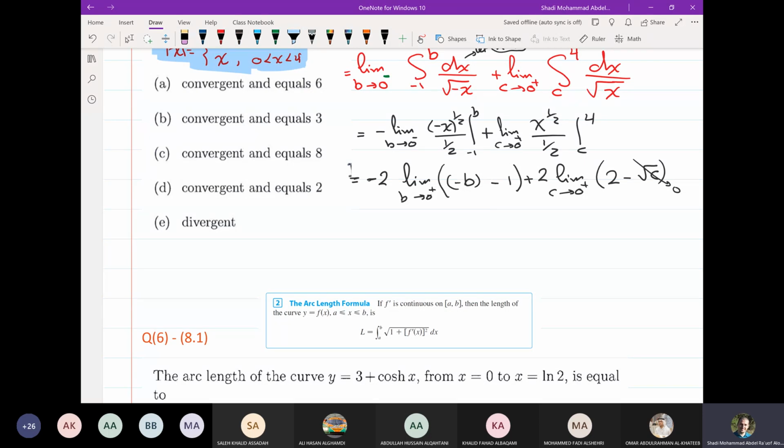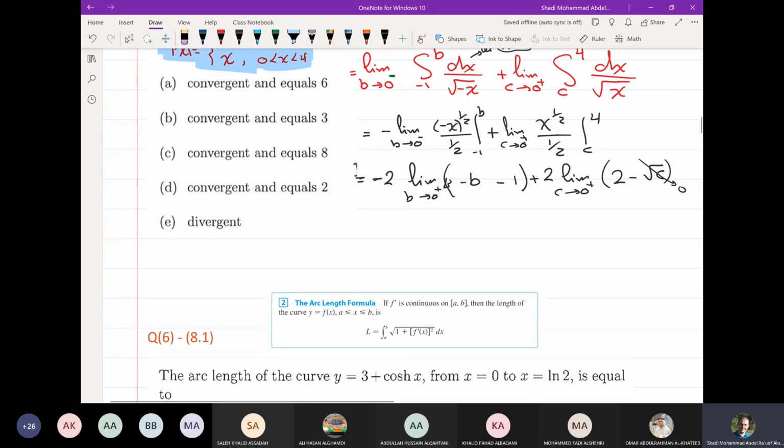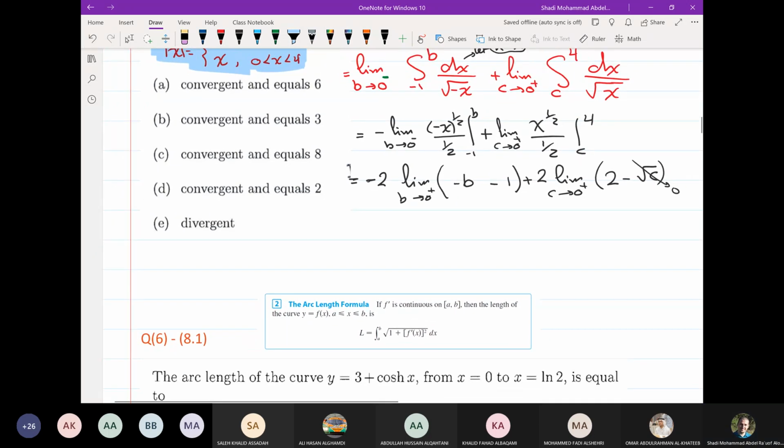One of you may ask me why I choose negative numbers and inside the root I have a negative. Don't forget that b goes to 0 from the left, so the values of b are negative. With this negative it will be positive. So in fact inside the root I have positive values, so don't worry about this one. This term goes to 0, and the other one also goes to 0.